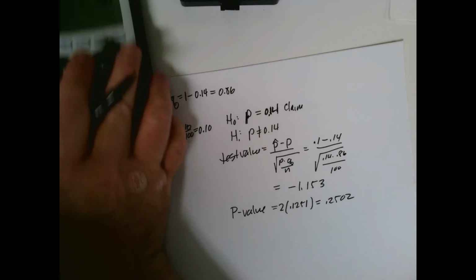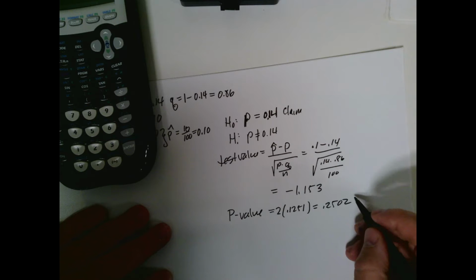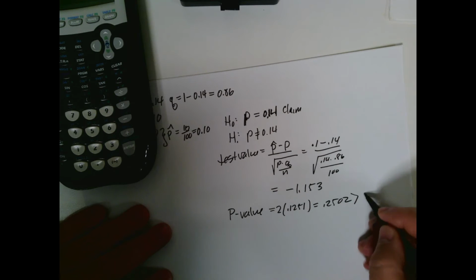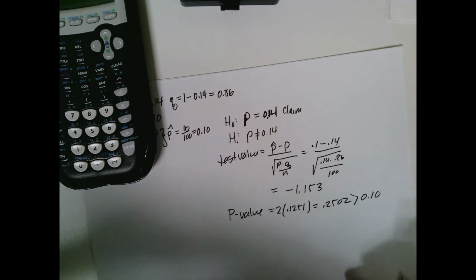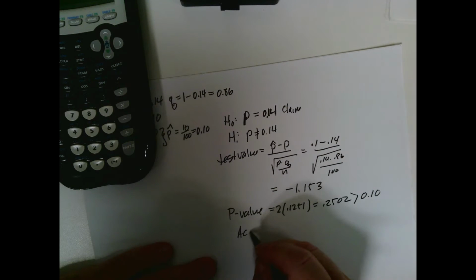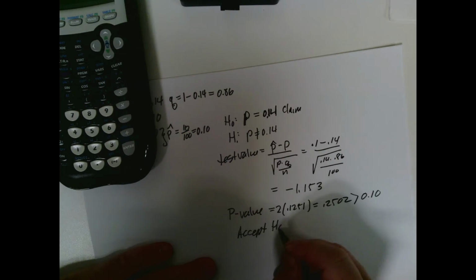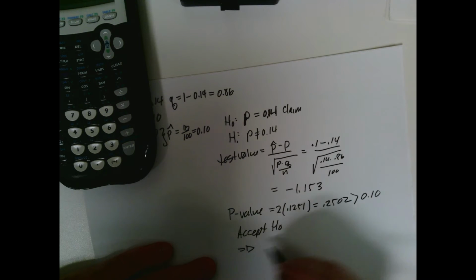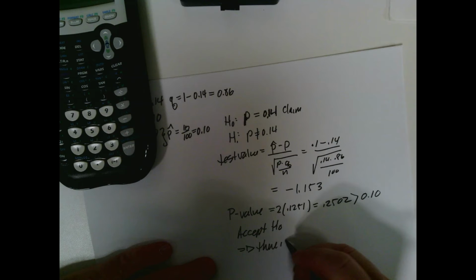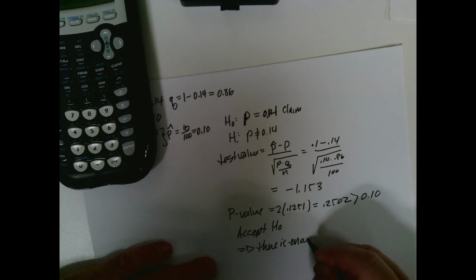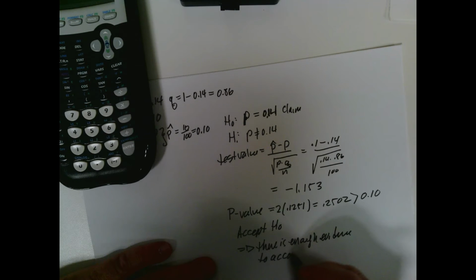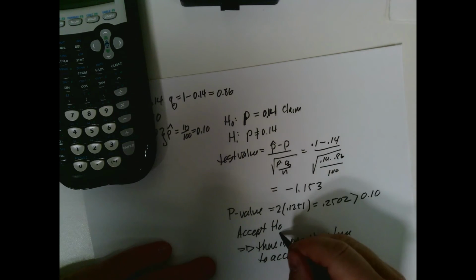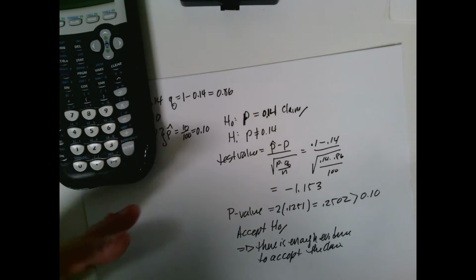0.2502. Alright, and now since that thing is way bigger than 0.10, we get that we must accept H naught, which then would imply that there is enough evidence to accept the claim, because accepting the null and the claim is the null match up.